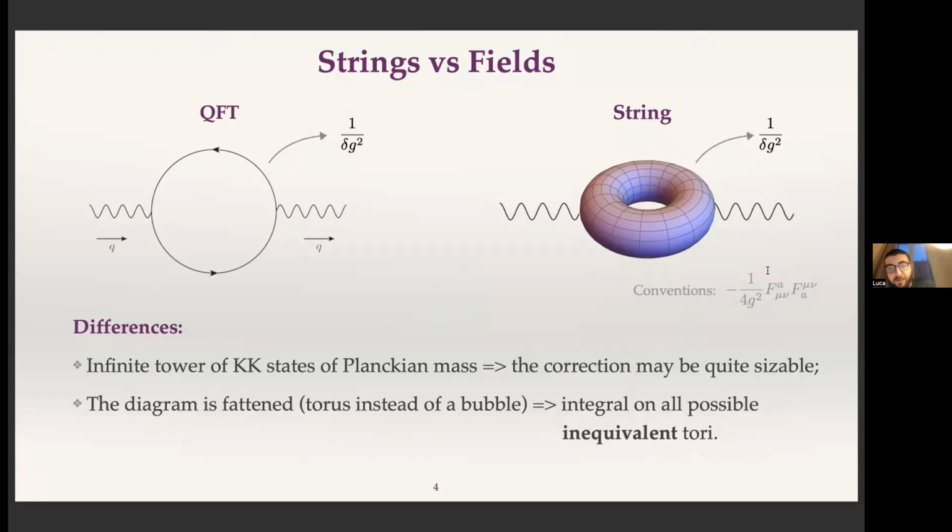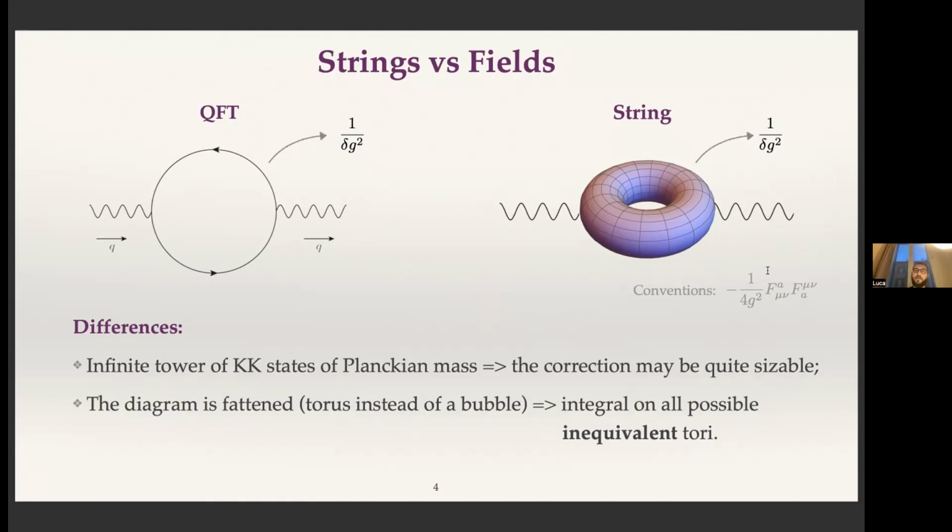In usual quantum field theories, we usually have a finite number of states which circulate in the loop. But in string theory, one has an infinite tower of Kaluza-Klein states of Planckian mass circulating in the loop. So even though the correction is exponentially suppressed in the mass, because everything in the partition function goes like e to the minus tau 2 m squared, the correction may be quite sizable, because we have an infinite tower of such states. So as I said, the diagram is a torus instead of a bubble, and we have to integrate.